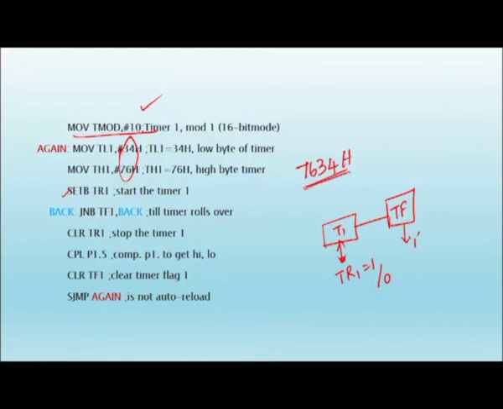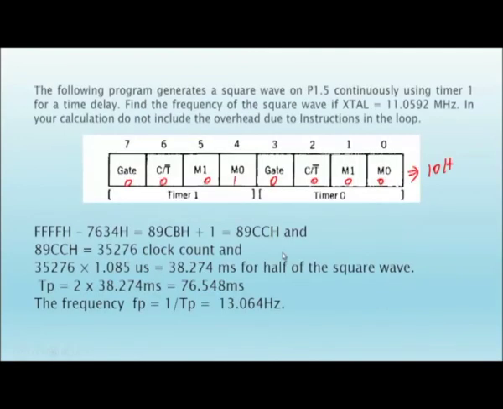Now, I want to know what the delay value is for the given value, which is 7634. For that, 7634 is a hexadecimal value. The maximum value is FFFF. So, FFFF minus the given hexa value, what do you get? 89CB. This plus 1, because we always start with 0, so plus 1. So, this value becomes 89CCH. Now this value will be converted into decimal, then the decimal value will be multiplied with 1.085. So, this is the required delay.